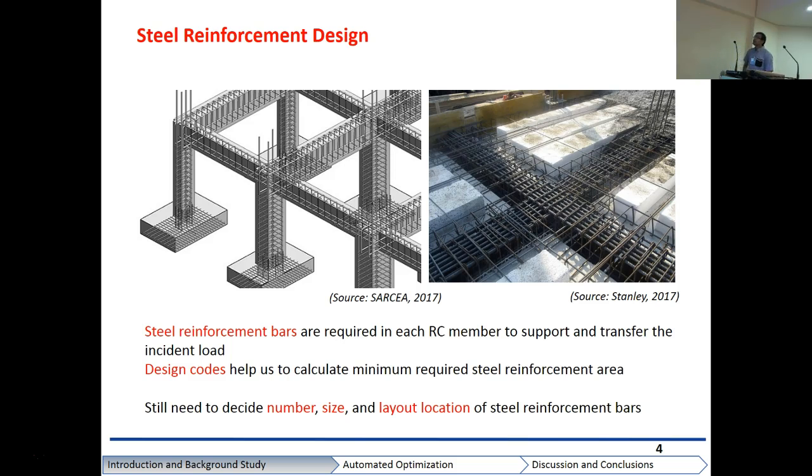Now in order to do that, we need to provide steel reinforcement bars in each RC member where concrete cannot take tension. And steel reinforcement bar helps to take that tension and transfer the load to the ground. Now various countries have developed different design codes to calculate the minimum required steel reinforcement depending on the acting design load. Still, we need to decide the number of steel reinforcement bar, the diameter and the layout location of steel reinforcement inside an RC member.